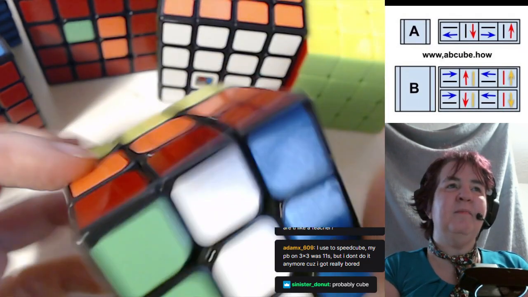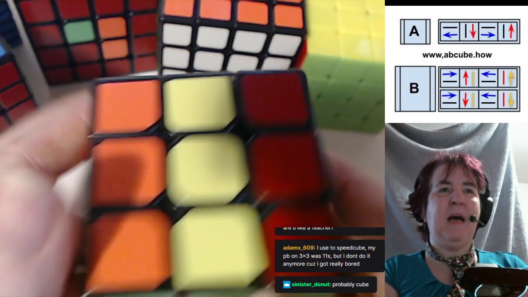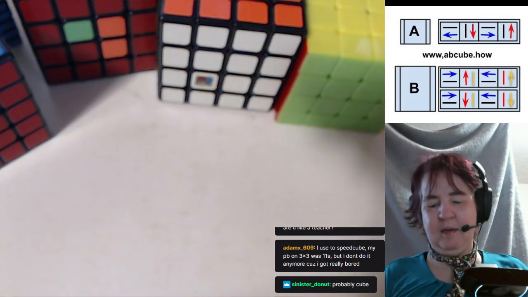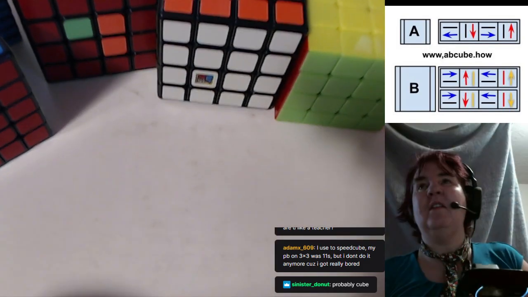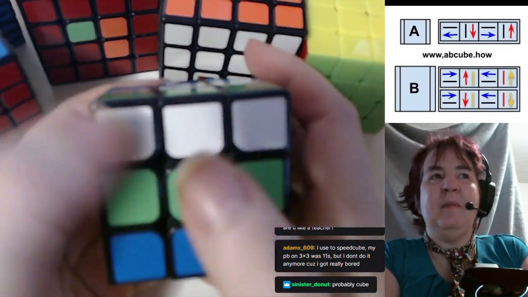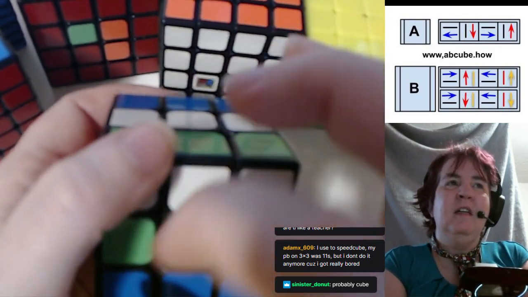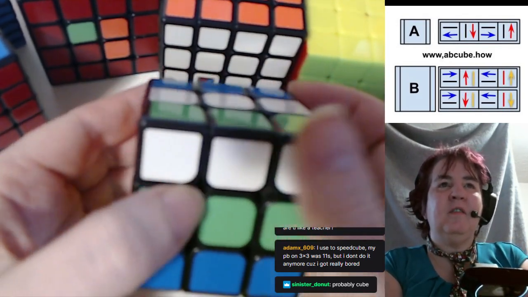So this is my softball pattern, and this one I can put behind my head, and I can solve it without looking, and it goes back to the scramble, because it's the exact same pattern to solve it as it is to put it into the scramble.